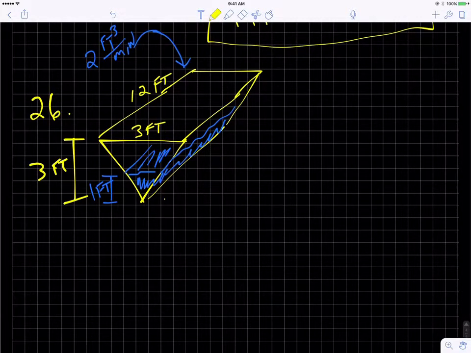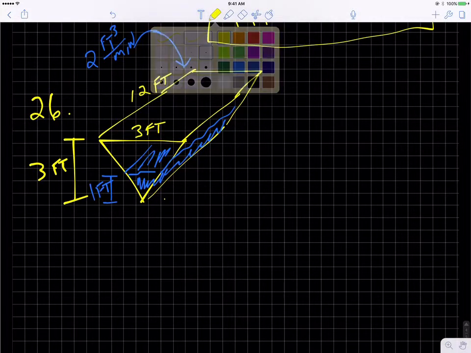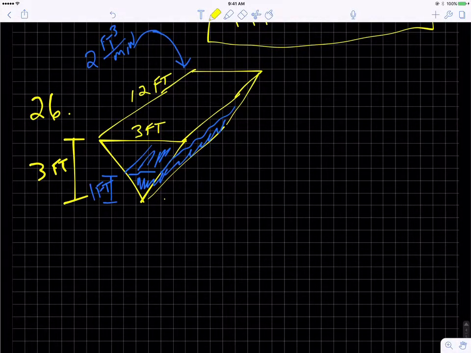For 26, we've got a trough that's being filled with water. It's a prism with a triangular base. The base, again, it's on its side, so the base is this triangle and this other triangle in the background here. Those are the bases of the prism. So then the water is being dumped in at 2 cubic feet per minute. Currently, the water is at 1 foot deep.